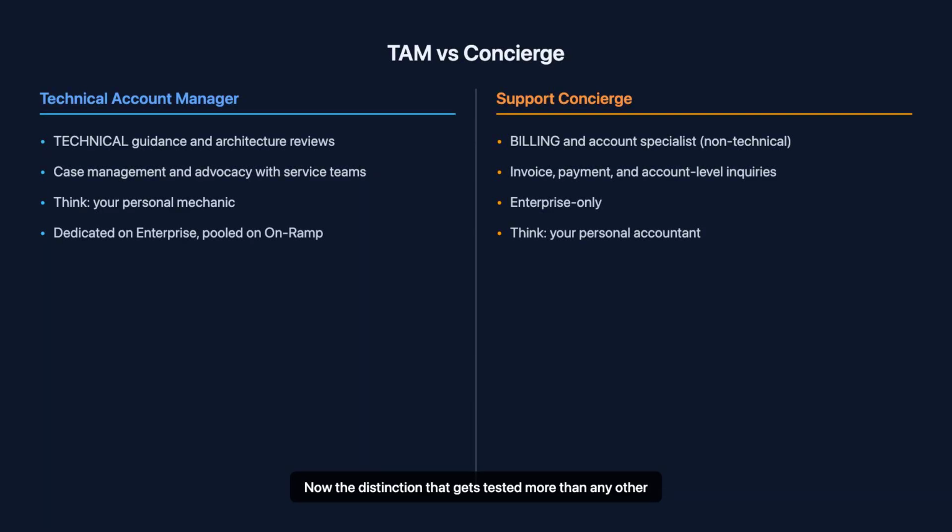Now the distinction that gets tested more than any other in this topic. On an enterprise account you get 2 dedicated people, and they do opposite jobs. The technical account manager handles technical work, architecture reviews, case management, and advocacy with the Amazon Web Services service teams. Think of the TAM as your personal mechanic, tuning the engine. The support concierge handles billing and account work, invoices, payments, and non-technical account questions. Think of the concierge as your personal accountant, sorting out the paperwork. The TAM exists on both enterprise and on-ramp, dedicated versus pooled, while the concierge is enterprise only.